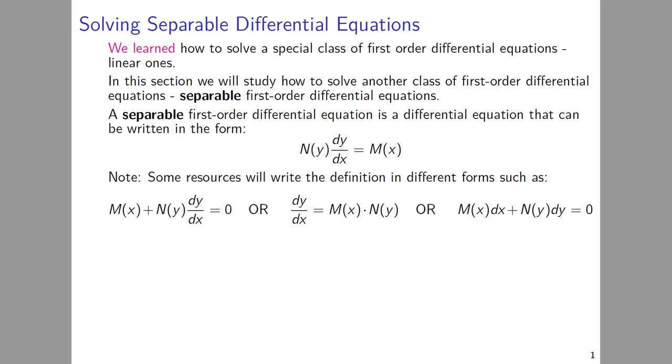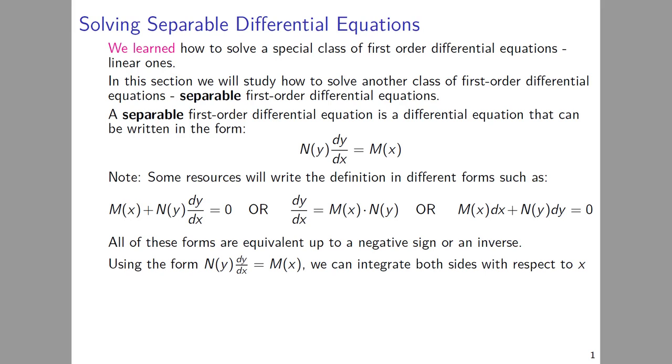Or finally, m of x dx plus n of y dy equals 0, which is like the m of x plus n of y dy/dx equals 0, but abusing the notation of dy/dx and multiplying through by dx in the equation. All of these forms are equivalent up to a negative sign or an inverse or multiplication by dx. So while you may see any of these forms for a separable differential equation, we'll stick to the one introduced first while we build our theory.